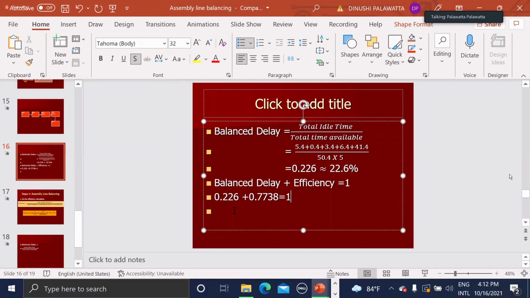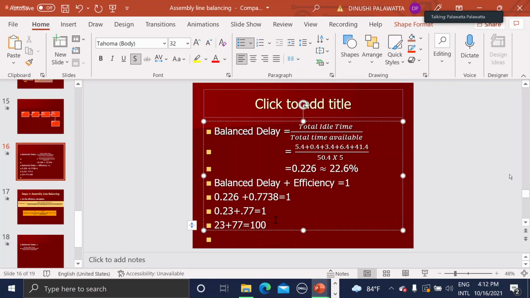If you round it to the nearest integer, you get 0.23 plus 0.77, so then you get 1. So 23 plus 77, you get 100 as percentages. You see, this is how we check whether our answer is correct.